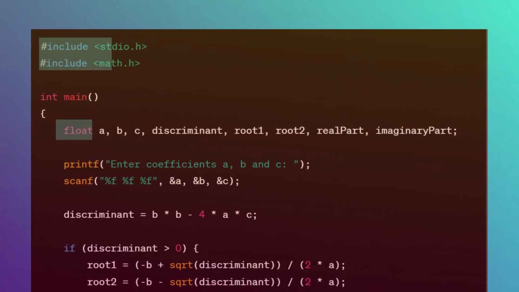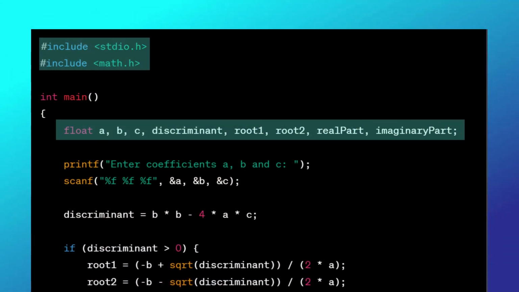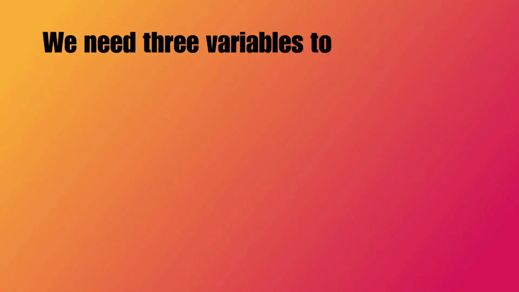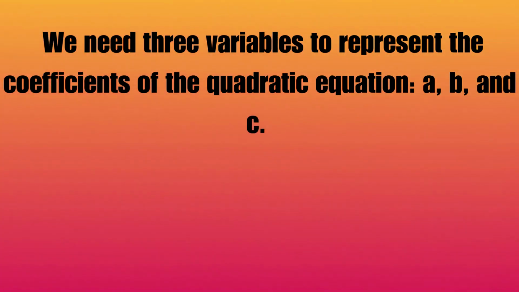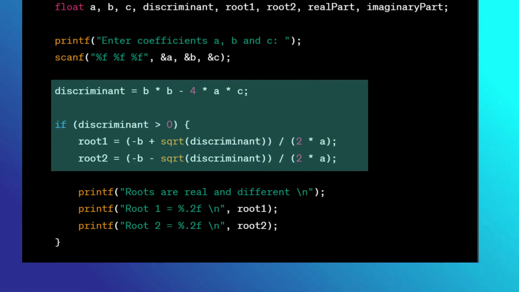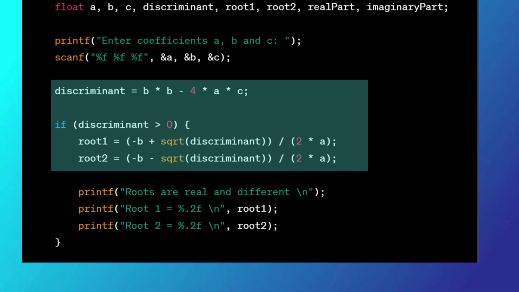Step 1. Define the variables. The first step in our program is to define the variables that we're going to use. We need 3 variables to represent the coefficients of the quadratic equation, a, b, and c. We also need 4 additional variables to store the discriminant and the roots: discriminant, root 1, root 2, and imaginary part.